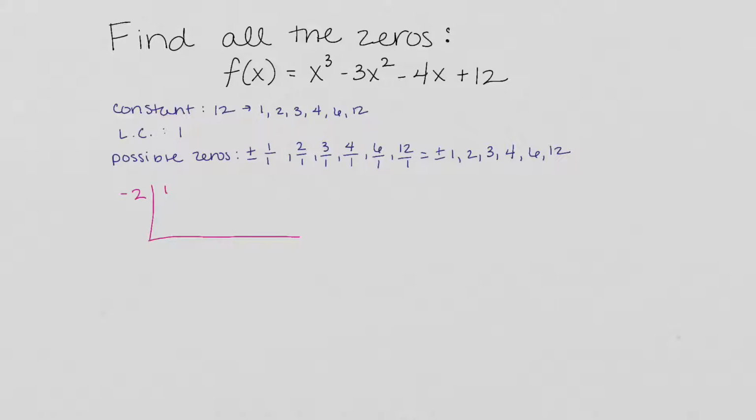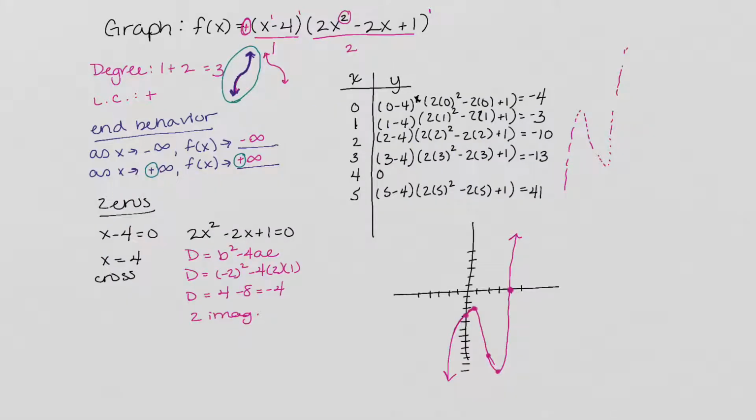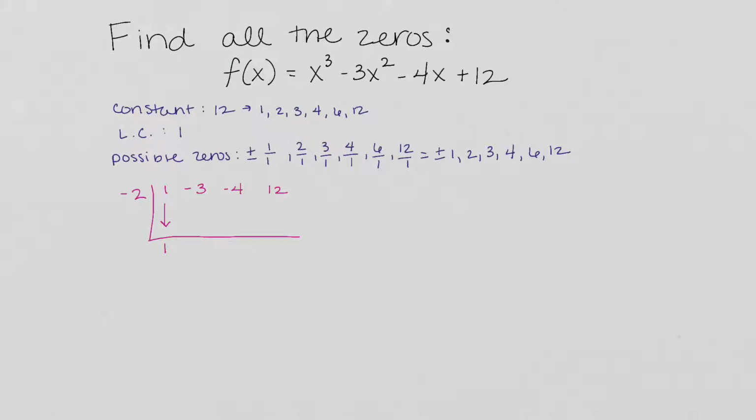So set this up, list my coefficients. Bring that first number down and multiply. Oops, sorry guys. Multiply 1 times negative 2 is negative 2. Negative 3 plus negative 2 is negative 5. Negative 5 times negative 2 is 10. Negative 4 plus 10 is 6. And 6 times negative 2 is negative 12. And so we have a remainder of 0, and we have found a factor. That's very exciting.